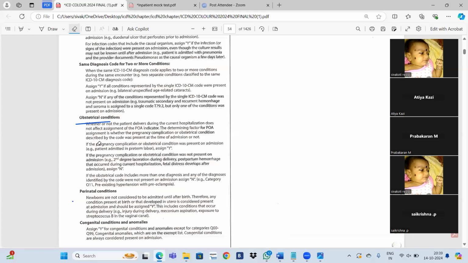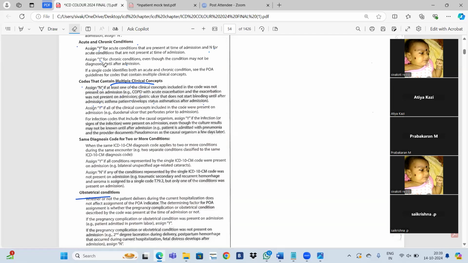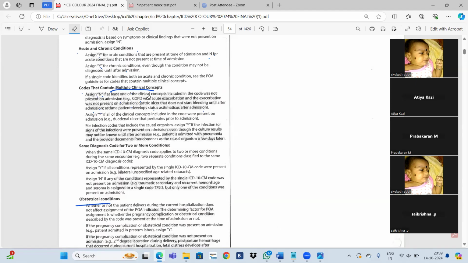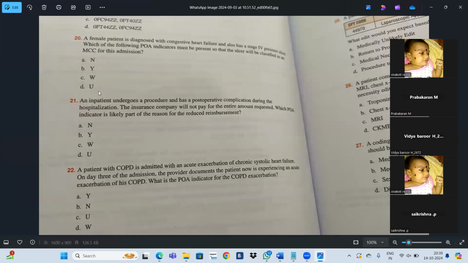Read this guideline. Now only I discussed two conditions: COPD with acute exacerbation, and gastric ulcer that has not started bleeding. What do you need to give? So here, the patient was admitted with COPD with an acute exacerbation of chronic systolic heart failure. On day 3 of admission, the provided document says the patient is now expressing an acute exacerbation. So here, COPD acute exacerbation.